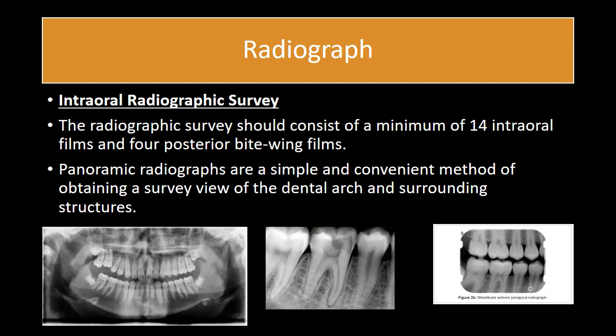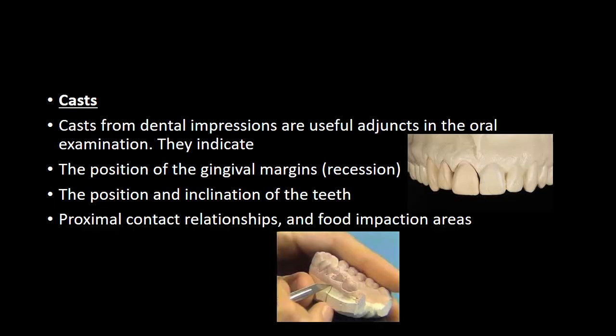An intraoral radiograph survey should consist of a minimum of 14 intraoral films and 4 posterior bite-wing films. Panoramic radiographs are a simple and convenient method of obtaining a survey view of the dental arches and surrounding structures. Casts from dental impressions are a useful adjunct to the oral examination. They indicate the position of the gingival margin, if there is a recession, the position and inclination of the teeth, proximal contact relationships, and food impaction areas.